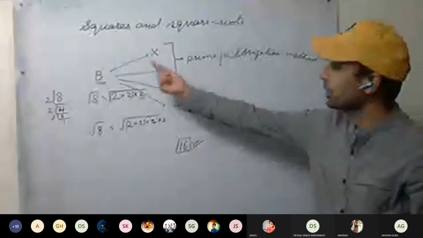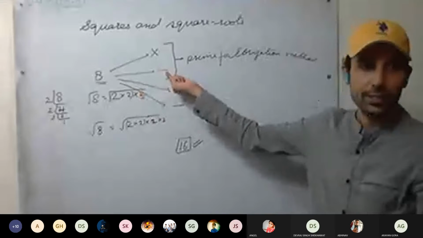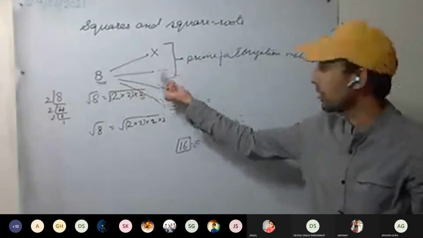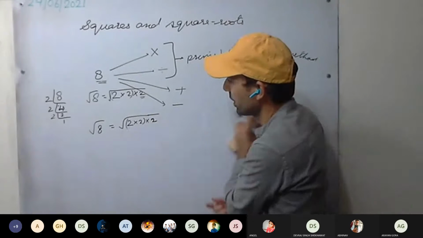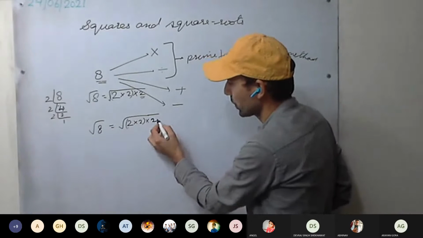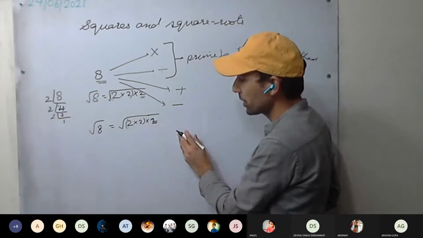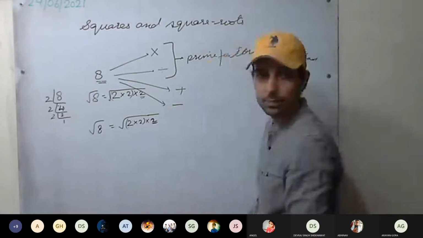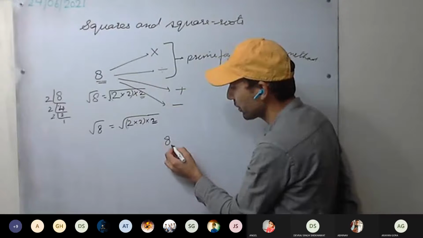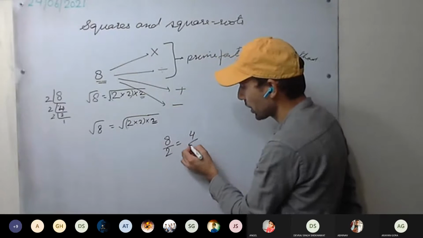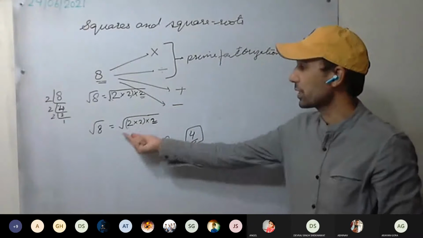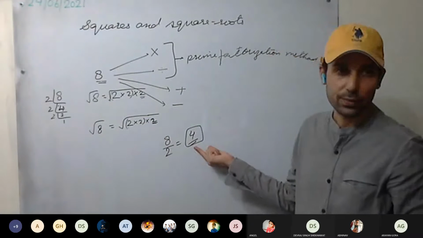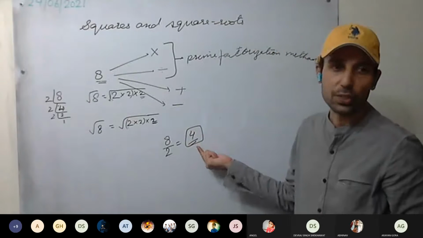Okay. Now second, by what number must it be divided? Since we have root of 8 as 2 into 2 into 2, the pair is not formed. If we remove this number, it will become a perfect square. If we divide 8 by 2, we will get 4, and 4 is a perfect square. So 2 is the number by which we must divide it so that it becomes a perfect square, and the resultant number will be 4. 4 is a perfect square.